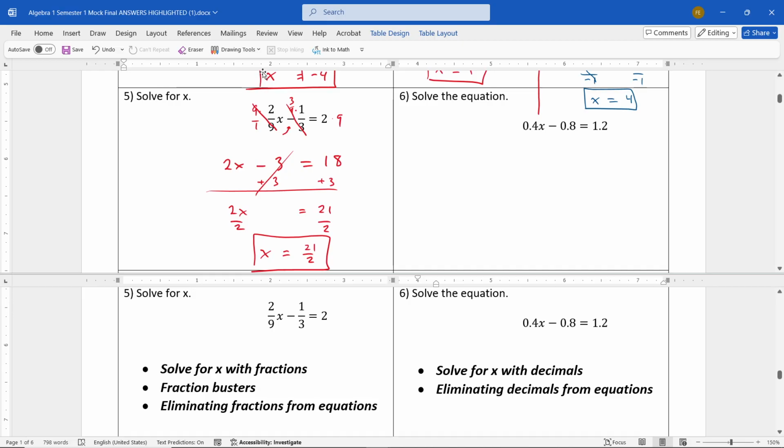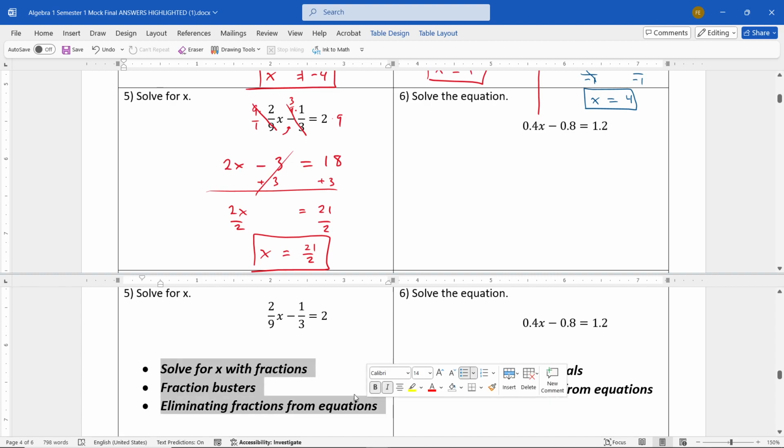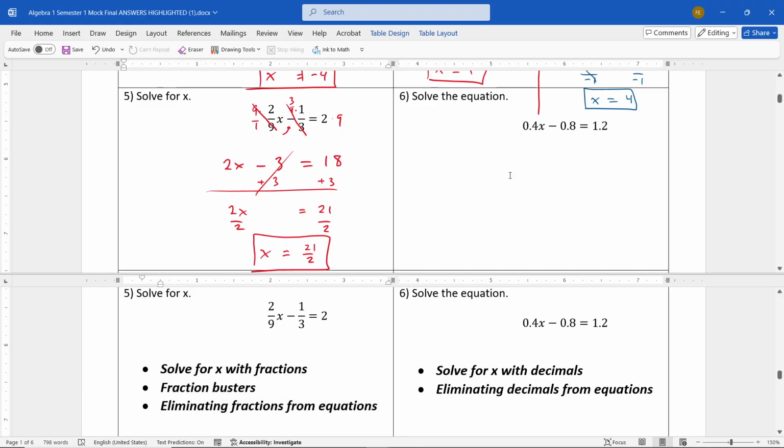And to try more problems with fraction busters, go ahead and search YouTube for any of these expressions, and you'll get more problems just like this one to practice. All right, number 6.